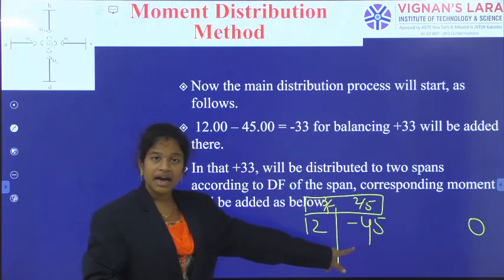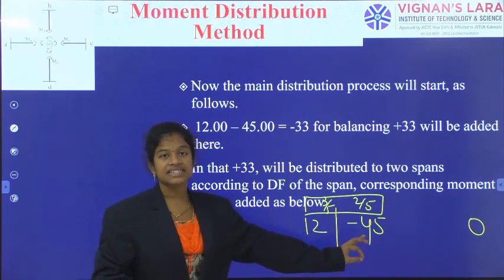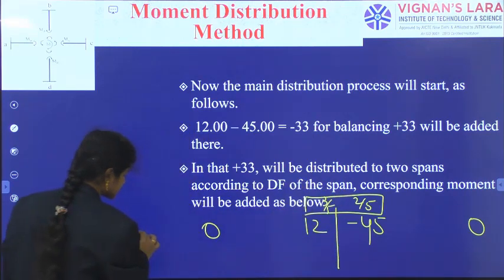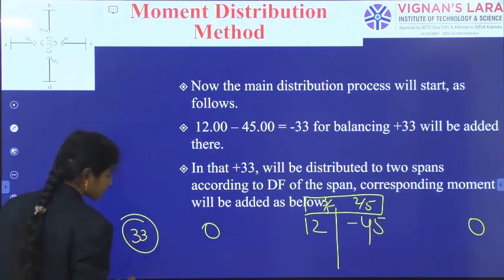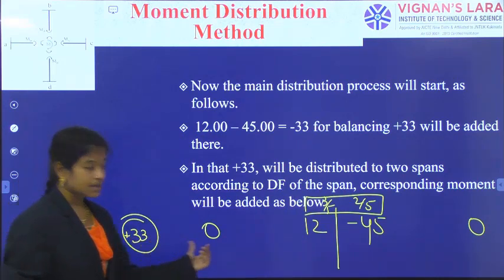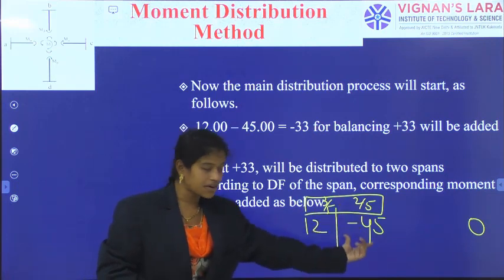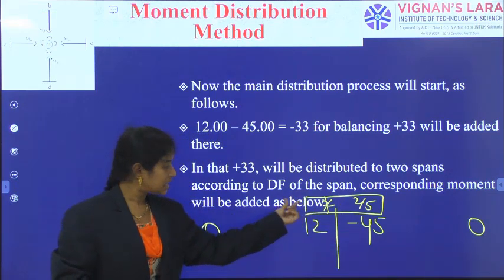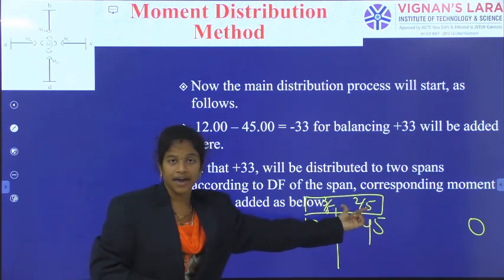Now the net unbalanced force I have got is minus 33, and for balancing I have given plus 33. In this plus 33, some quantity will be given here, some quantity will be given here. How will I give it individually? Based on the distribution factor of the span.